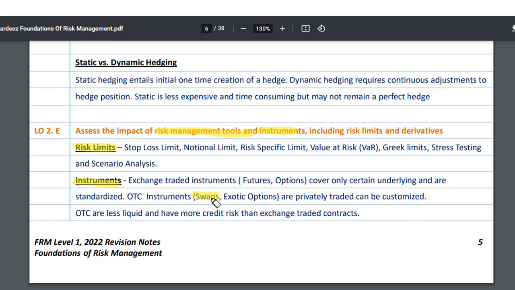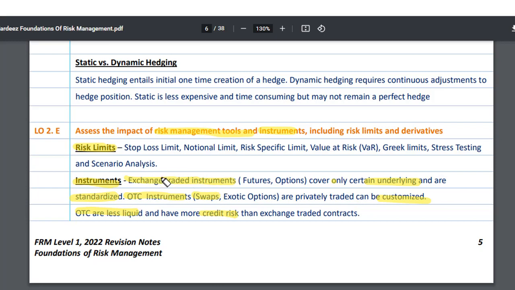For example, if I'm using a forward contract or a swap contract, I have to understand that swaps come under the OTC instruments. They are privately traded and can be customized, but OTC instruments are less liquid and certainly have more credit risk compared to the other type, which is the exchange traded contract. In exchange traded contracts, they have their own predefined underlying and are standardized. You cannot customize them. All the contract details are fixed, already pre-decided. So that's what we have in exchange traded.